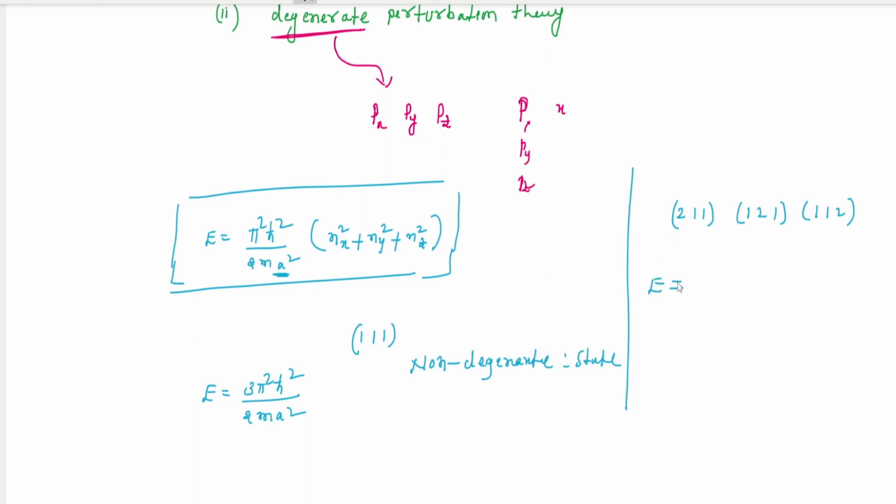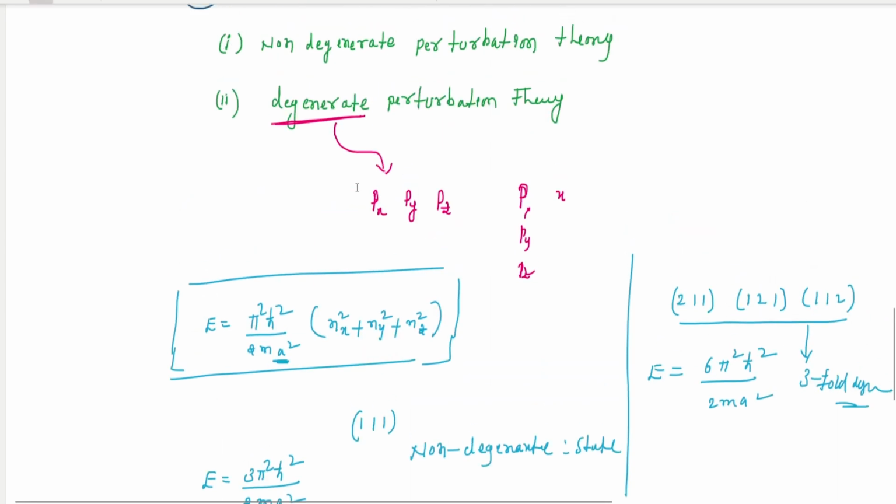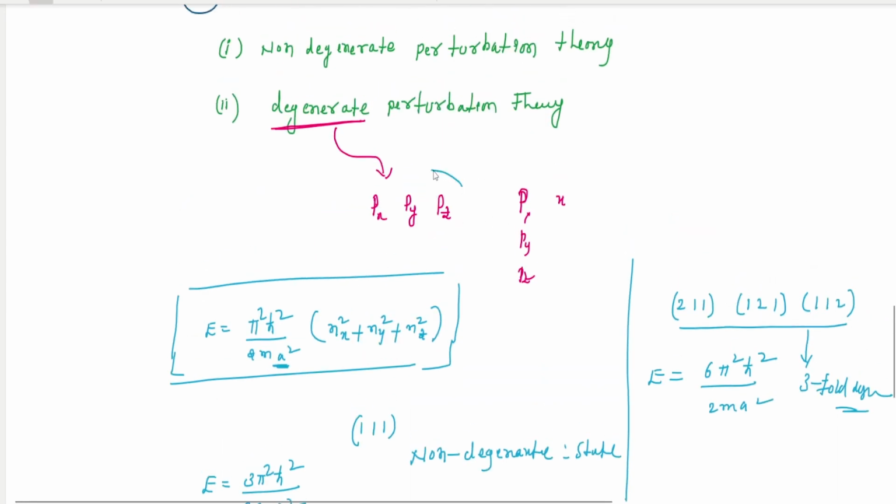E equal to 2 square 4, plus 1, 5, 1, 6. Okay, 6 by 5 square h cross square divided by 2m a square. So this is threefold degeneracy. Threefold degeneracy. So this is the simple way to remember the degeneracy.